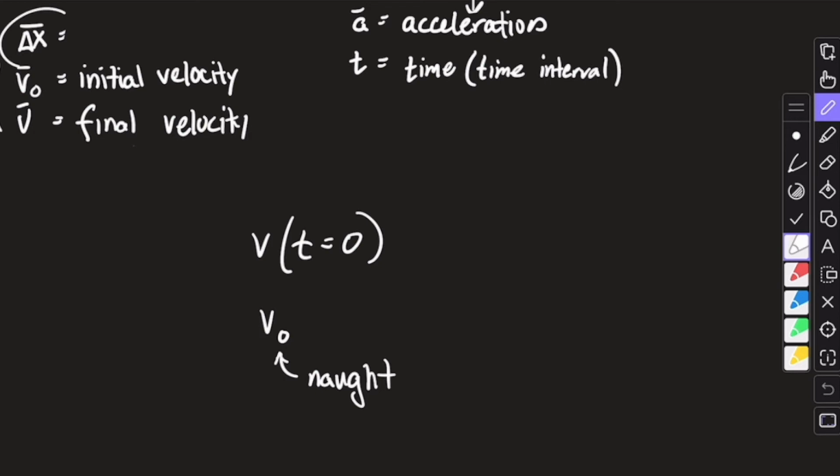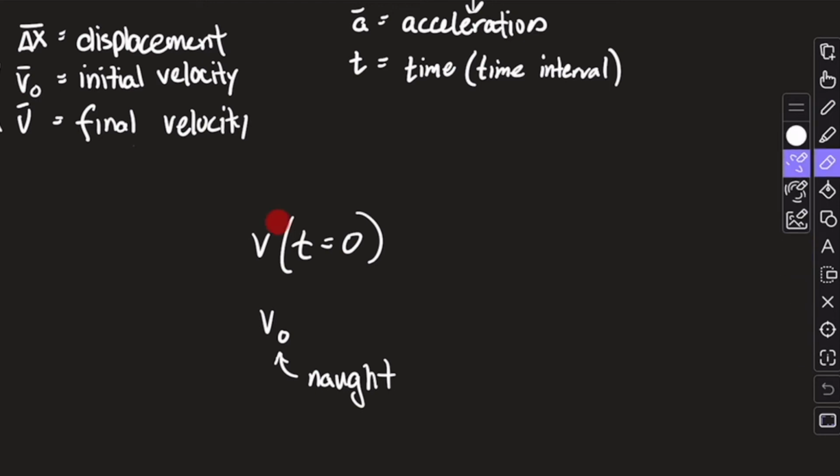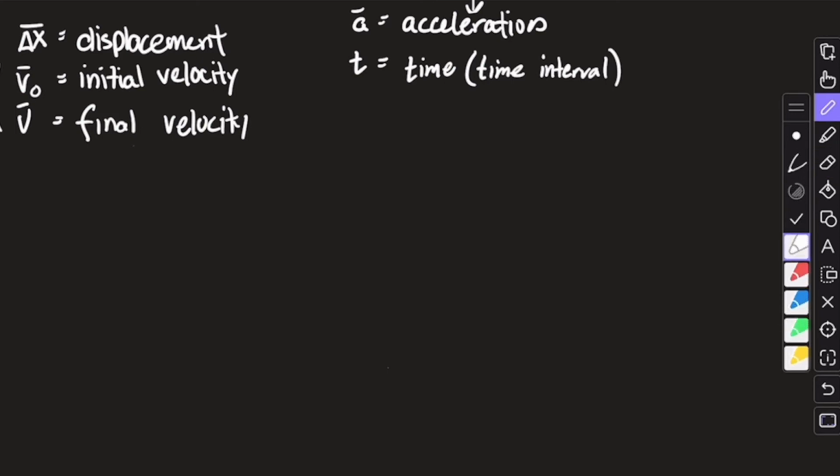The last one is displacement. I will always write displacement as a delta x. It should have a bar on it too. It is a vector. But unlike delta t, I like to write the delta notation here because the truth is delta x does mean change in position.